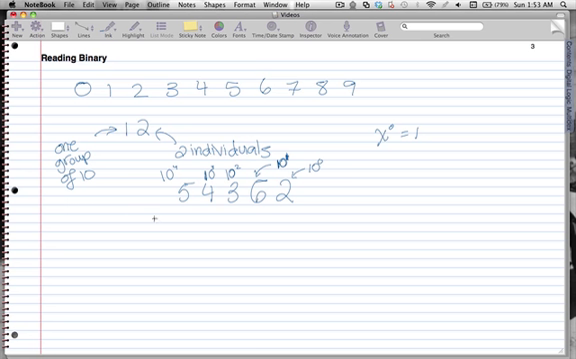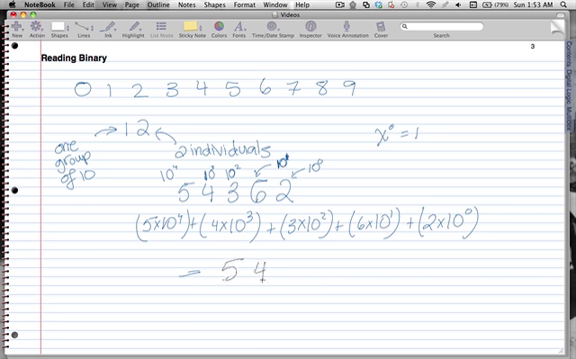And that basically says 5 times 10 to the 4 plus 4 times 10 to the 3 plus 3 times 10 to the 2 plus 6 times 10 to the 1 plus 2 times 10 to the 0. This gives us 54,362.